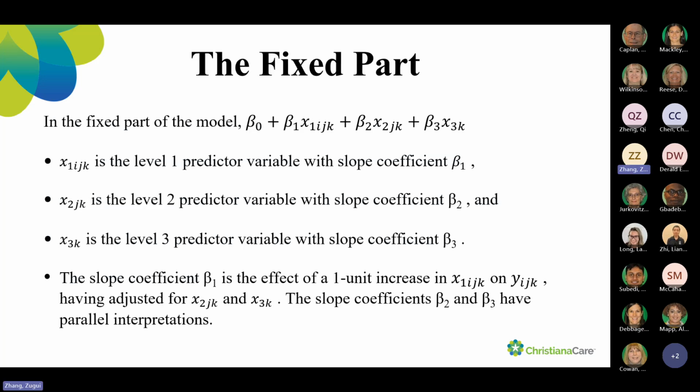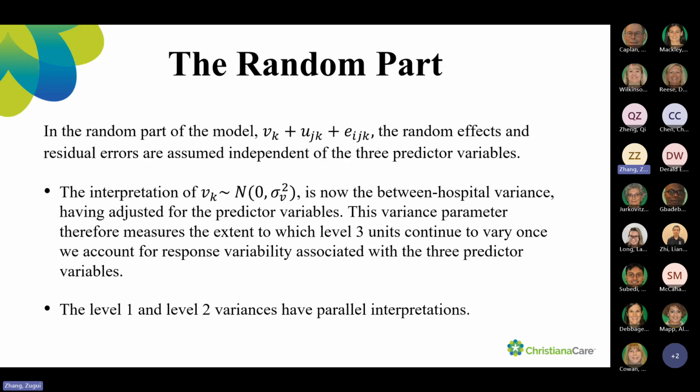So we have the fixed part for level 1, like the patient's characteristics such as gender and age. Level 2, like the physician's practice year and others. And level 3, like hospital size and others. So we will have slope coefficient beta 1 for the 1 unit increase in this predictor variable. And then we have slope coefficients beta 2, beta 3 for the other explanatory variables.